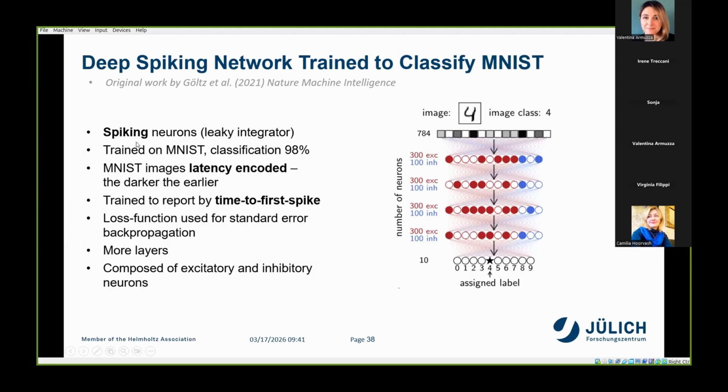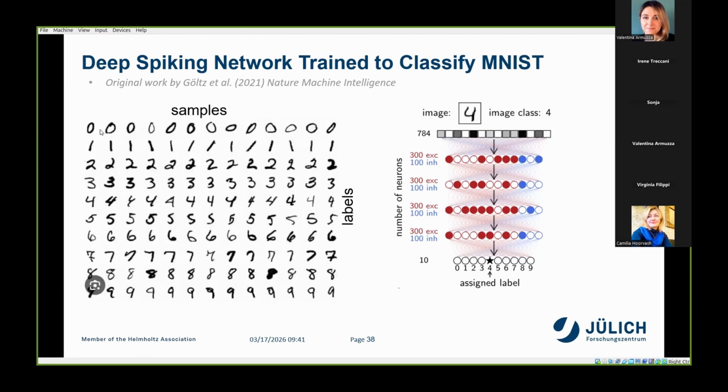And what they trained is a simple network with one layer only to classify these digits. And they had two components which I found highly interesting. First of all, they used spikes. Second, these images were latency encoded. If you think of such an image, they are presented as, I don't remember exactly, 24 by 24 or 28 by 28 pixels.